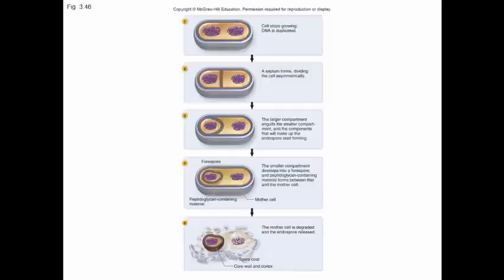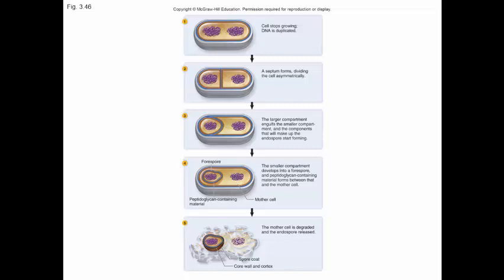Here's another image of an endospore. Here's the process. What happens is this. The vegetative growth stops. DNA is duplicated. A septum, a wall, forms there, and you can see that. And the cell divides asymmetrically. One part gets a lot of the cytoplasm, etc., but the other, the smaller cell, is called the forespore. The larger cell, the mother cell, engulfs the smaller cell.